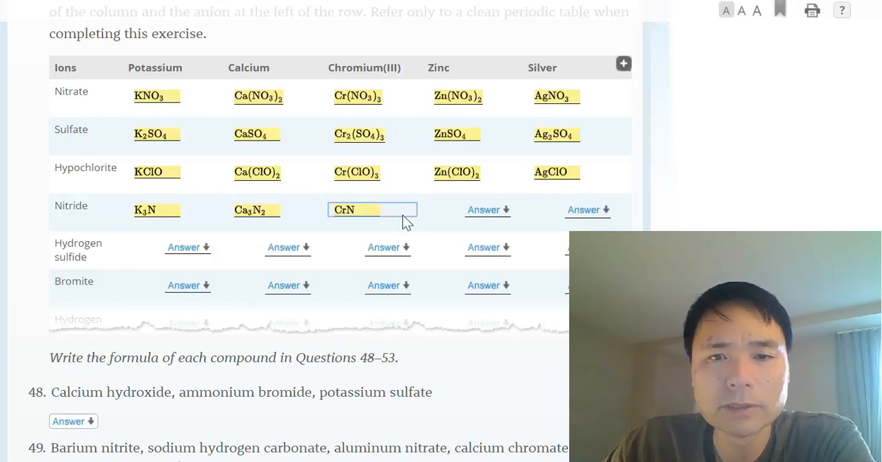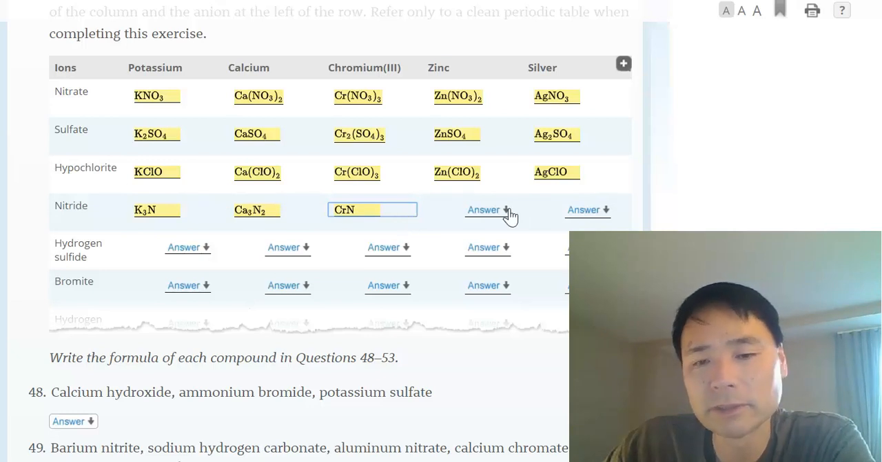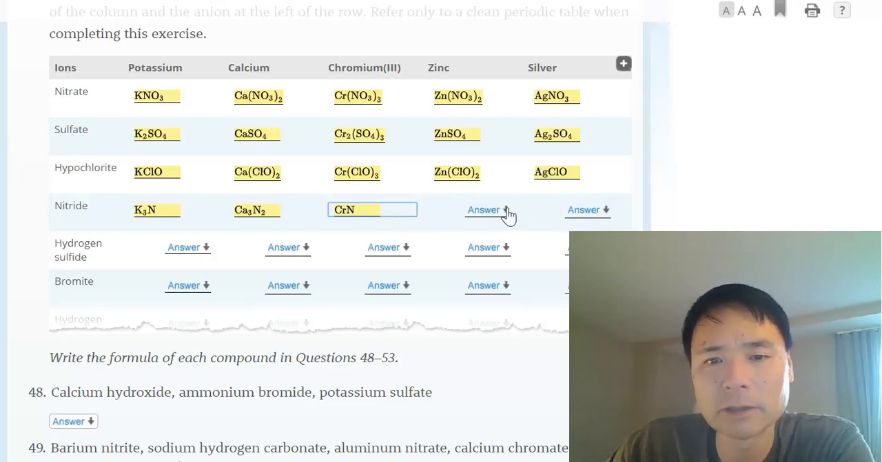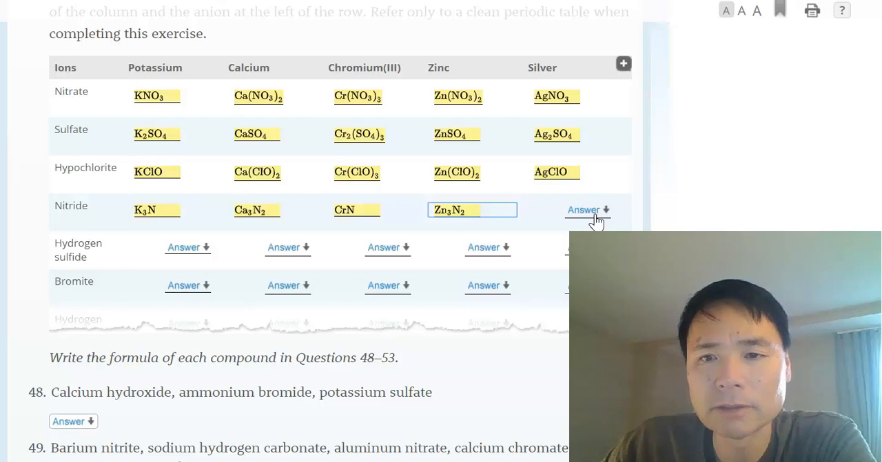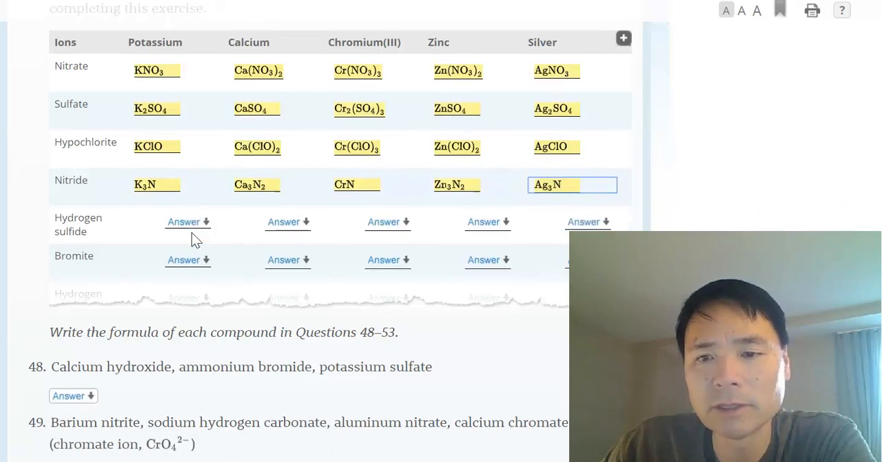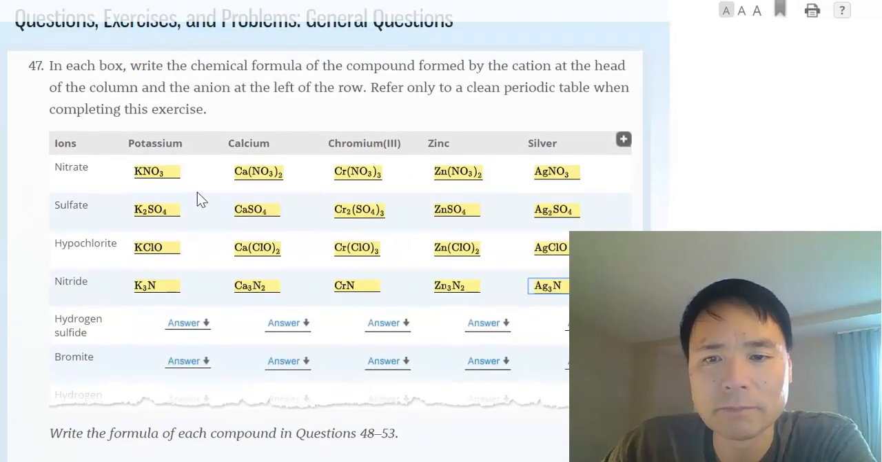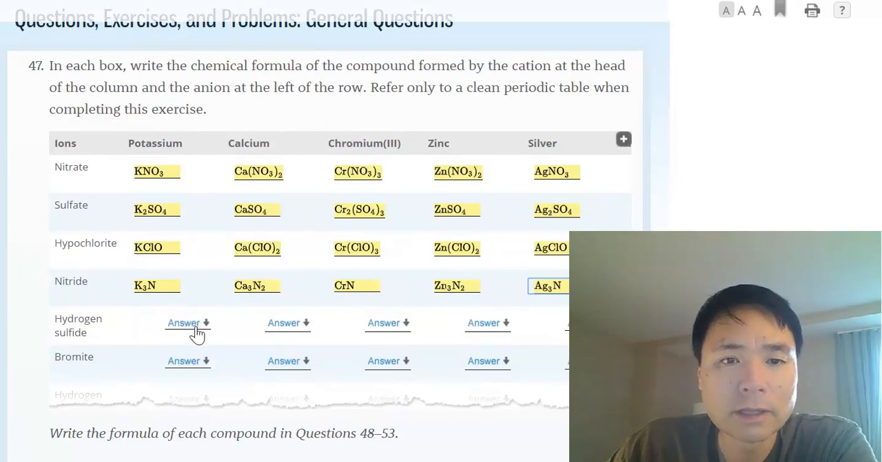Excuse me, not Ca. Ca is calcium, and Cr is chromium. Zinc is a 2, nitrite a 3, so this would be the same as over here, except it would be Zn3 and 2. And silver is +1, so we need 3 silvers: Ag3 and N. Okay, hydrogen sulfide is a -1, so with potassium +1, KHS.